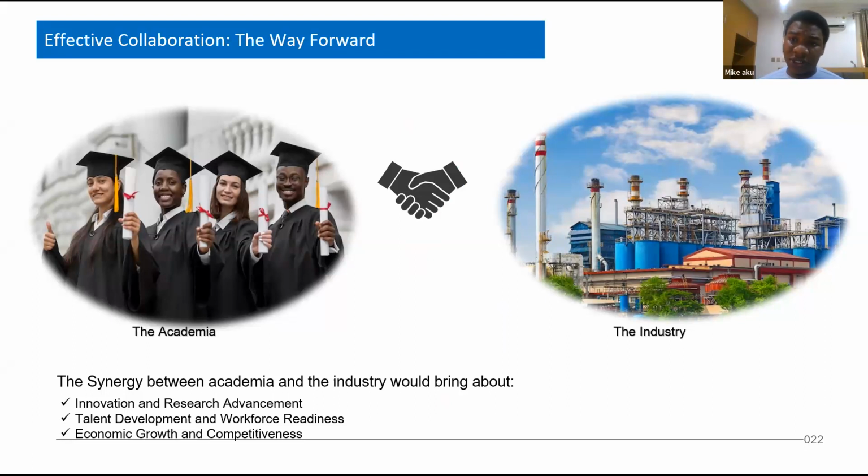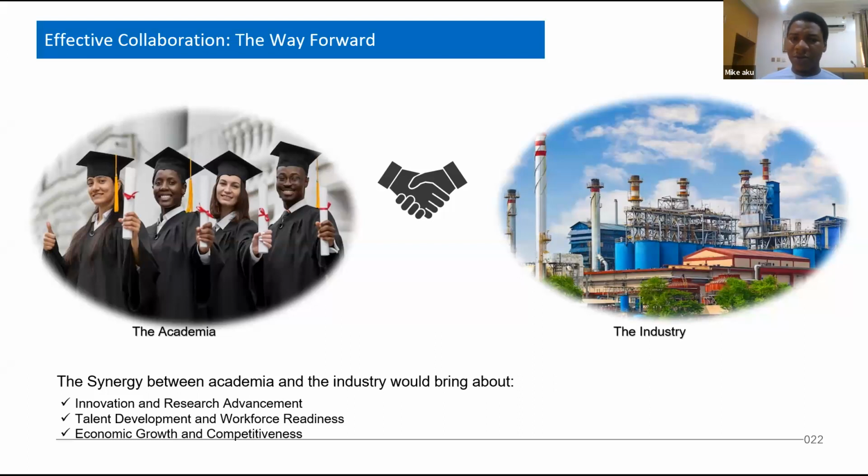There could be a win-win situation where the academia gets equity in those solutions, or they could get some form of revenue, some form of incentives, right? Then also in terms of talent development and workforce readiness, think about it: the students in the academia are solving research projects tied towards solving industry problems. By the time they leave the academia to work for the industry, you would not need to retrain them to understand industry problems again. So they're actually ready for the industry, right?